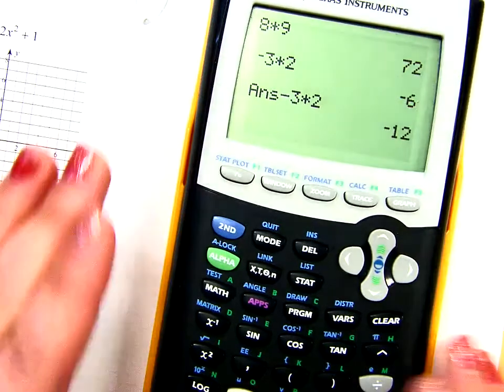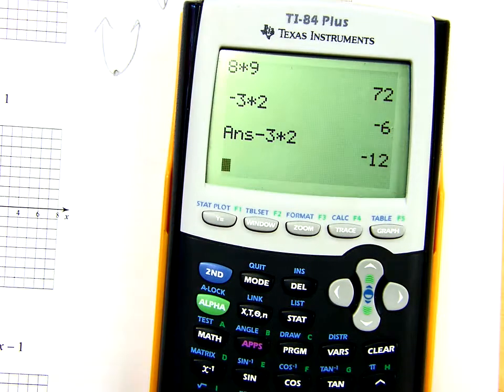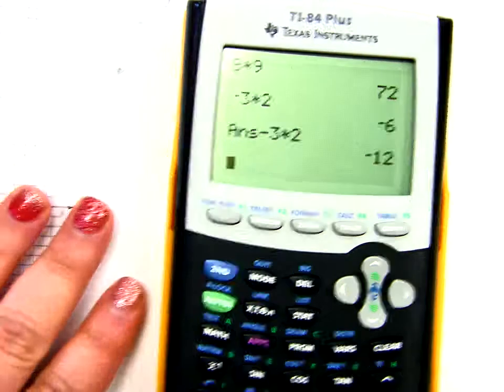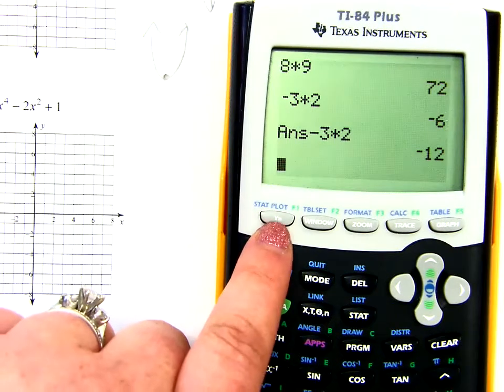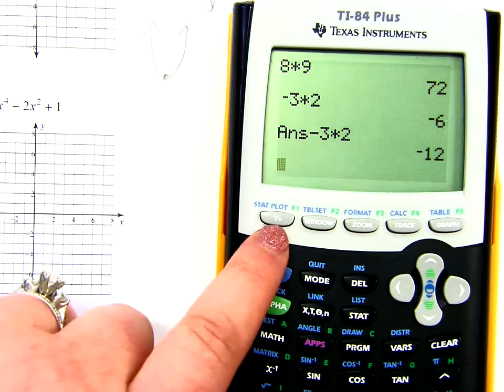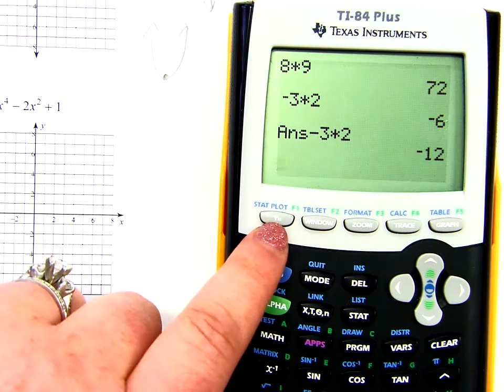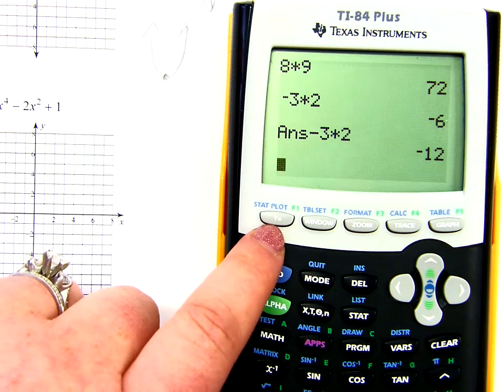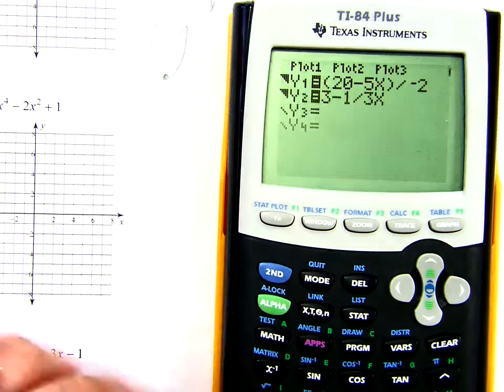All right, so, Miss Savia, how do you get this thing to make a graph? Well, you can't do it in the home screen, because the home screen is just for normal math. But you can do it. See this top left corner button that says y equals? That's where you're going to enter in any of your functions. So go ahead and hit y equals.